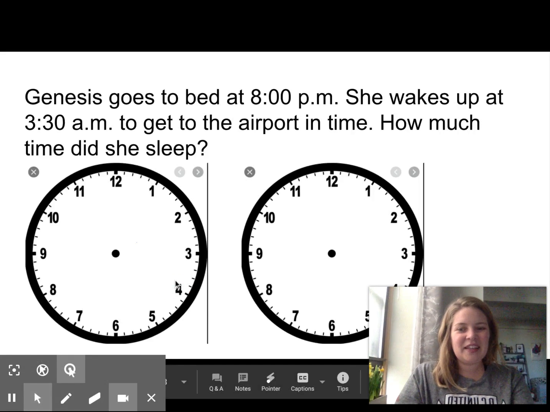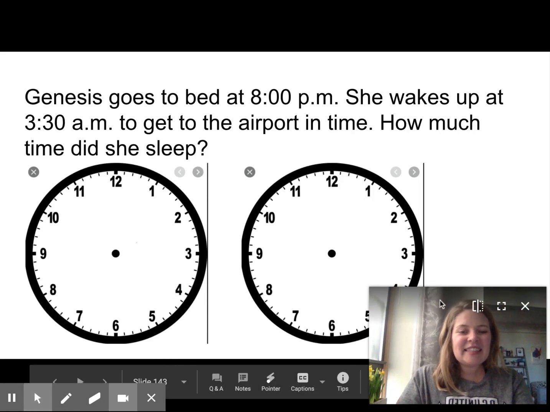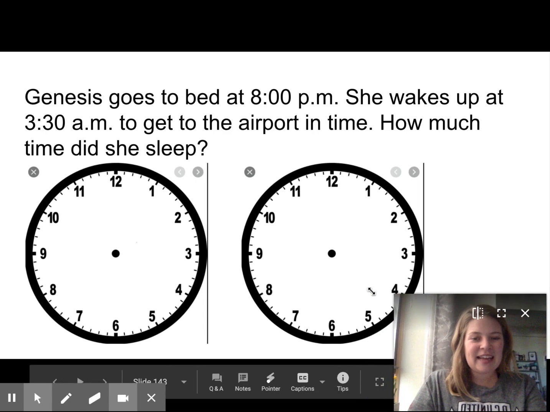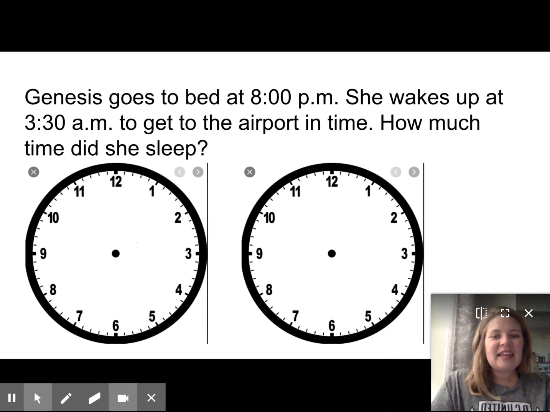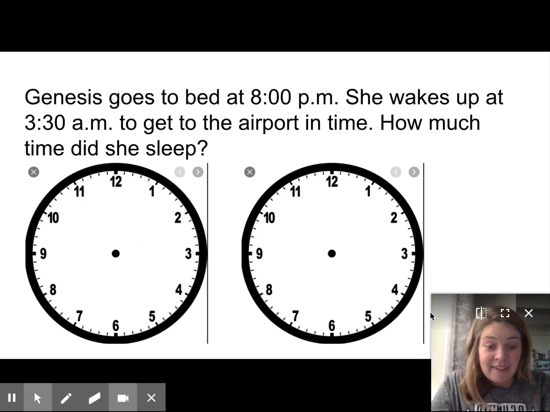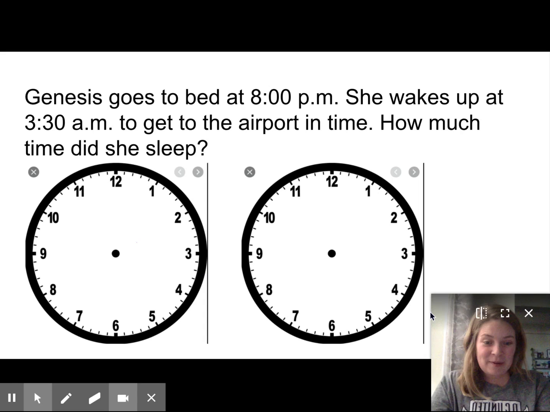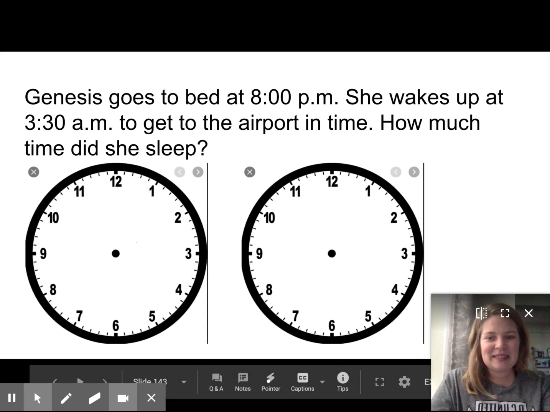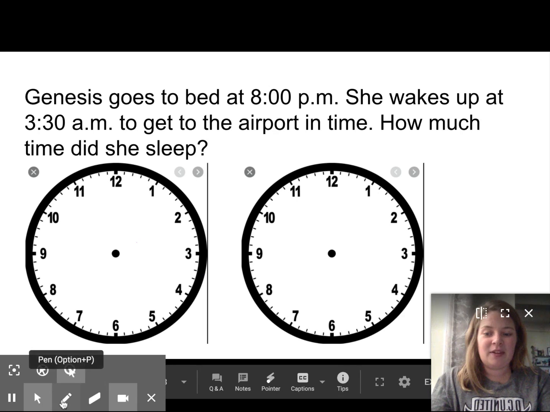All right, let's try another one. Genesis goes to bed at 8. She wakes up at 3:30 a.m. to get to the airport in time. Maybe she has an early flight. How much time did she sleep? Well, let's first draw what 8 p.m. looks like here.